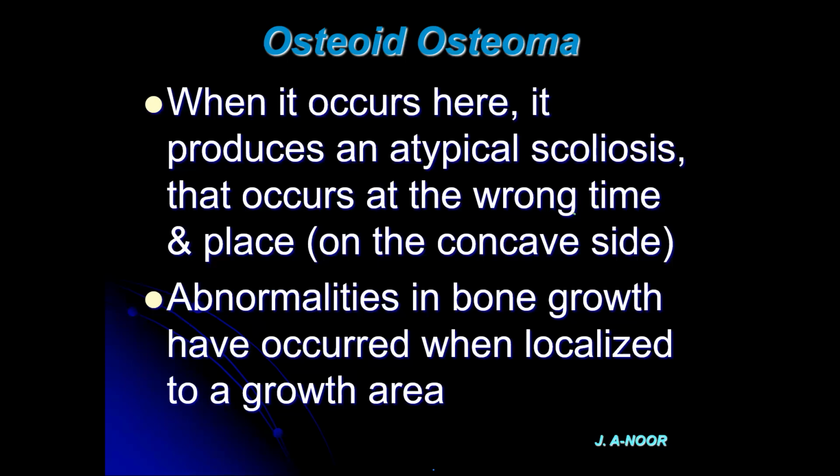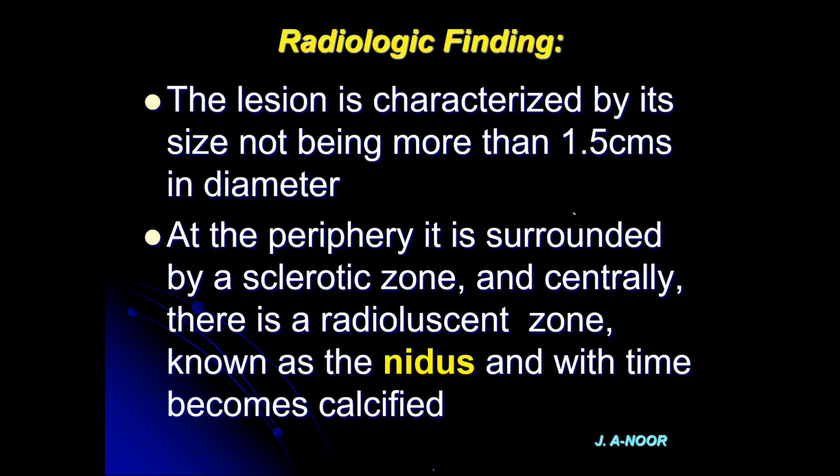Abnormalities of bone growth have occurred. I'll tell you, I have had an osteoid osteoma in the proximal tibia. And what has happened? This patient gradually developed a valgus deformity to the extent that... not being more than 1.5 centimeters in diameter.